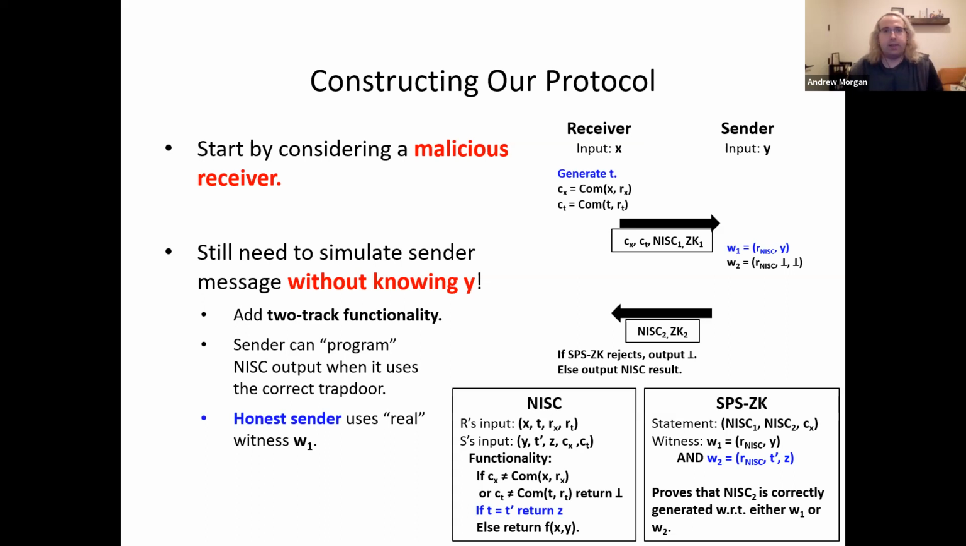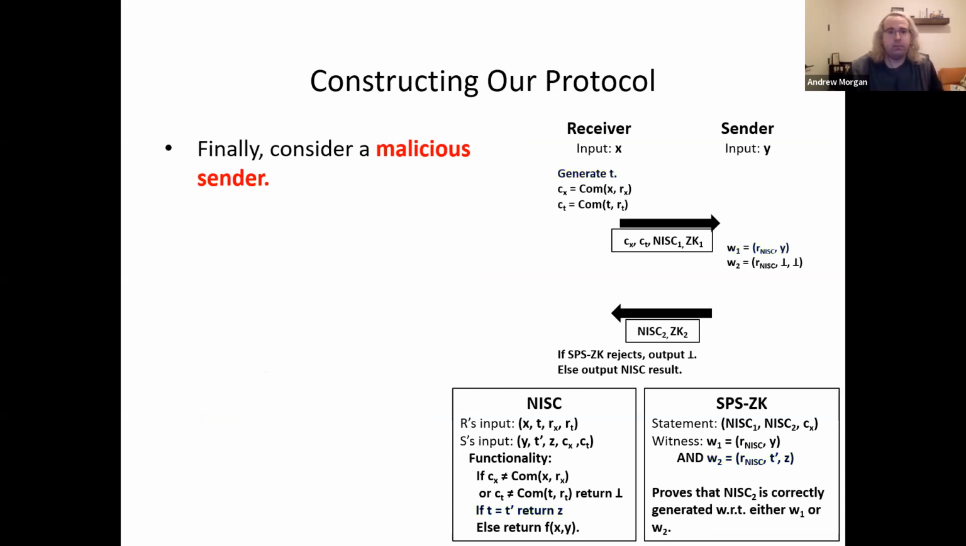The sender will just input Y into the NISC and a zero knowledge argument like they did before and complete the execution that way. But now in our idealized interaction with the simulator and a malicious receiver, the simulator can use the helper H to extract the trapdoor T from the receiver's message, use the trapdoor instead of Y, which they don't know, to complete the NISC and zero knowledge argument, and program the output of the NISC to whatever is returned from the ideal functionality to complete the interaction. That completes the case of a corrupted receiver.